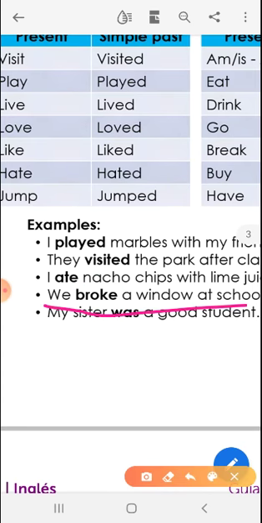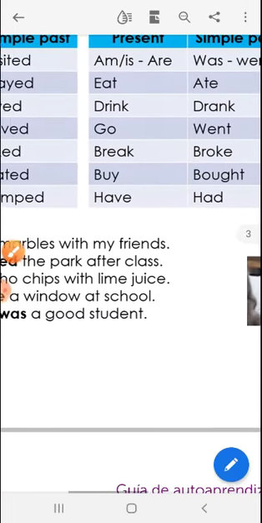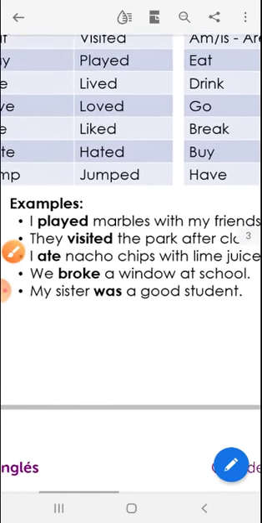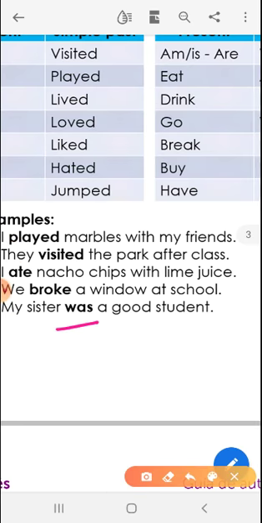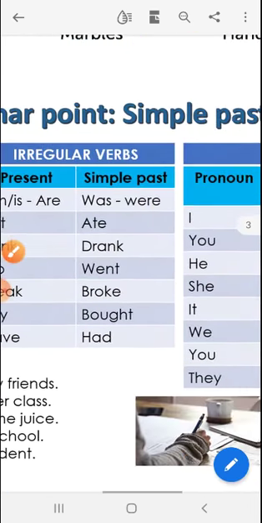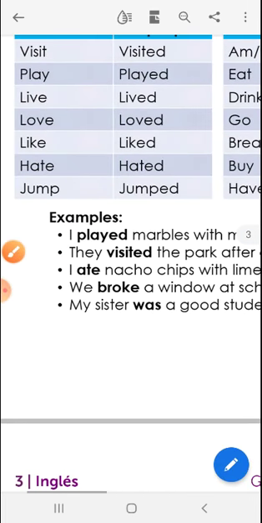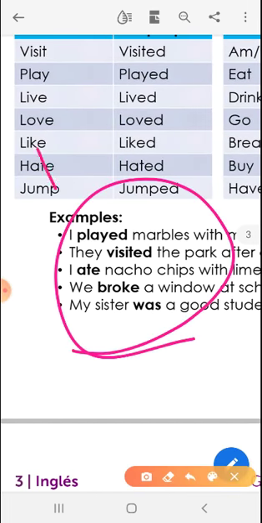We broke a window at school. We broke. That's an irregular verb in the past. Yes, broke. My sister was a good student. Yes, was. My sister was a good student. It's an irregular verb in the past. Was. Okay? So all these sentences, todas estas oraciones, all the sentences are written in the past.